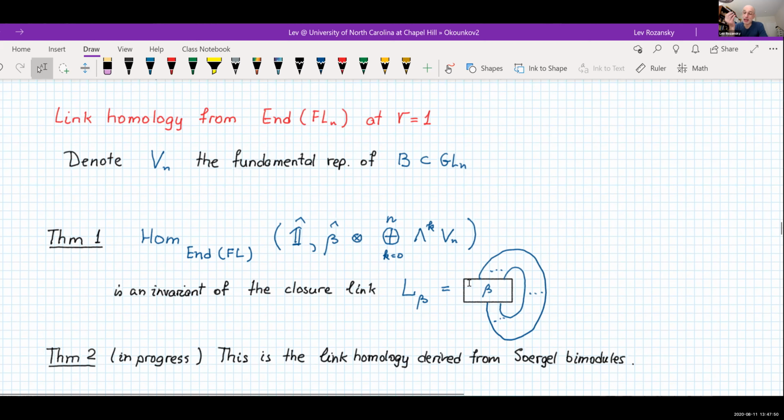This space will have three gradings. The Q grading, which scales X and Y in opposite ways. The T grading, which scales just Y and is also of homological nature. And the grading corresponding to K, the exterior power of V that you throw in the formula. So this invariant categorifies, I should add here, sorry, should have said that. Just a moment.